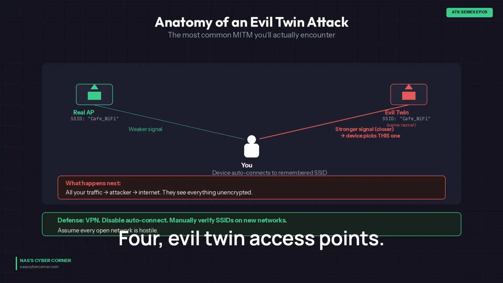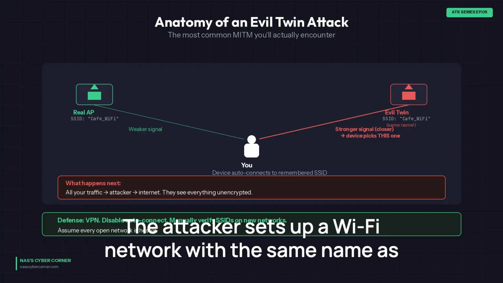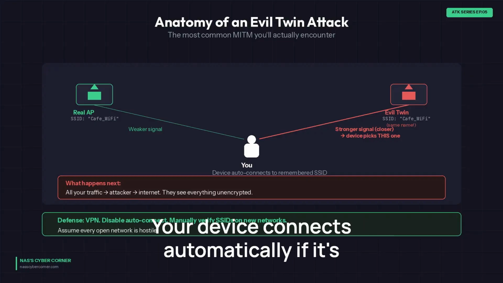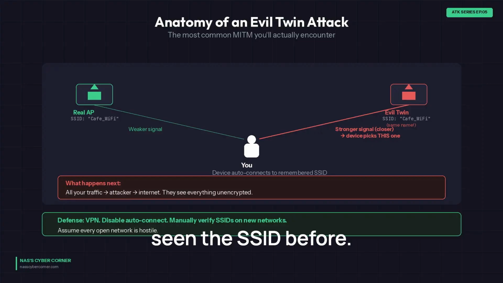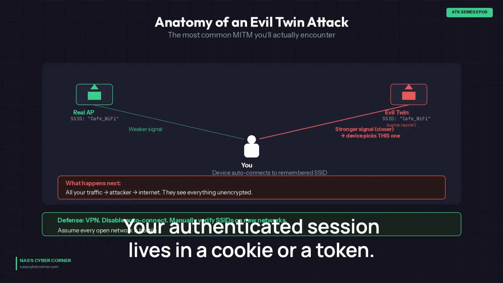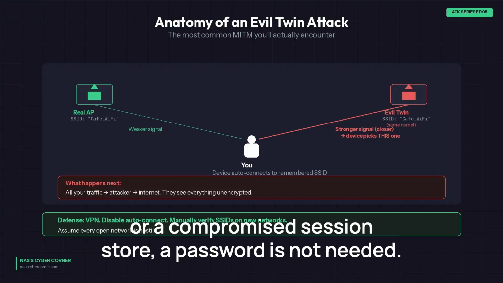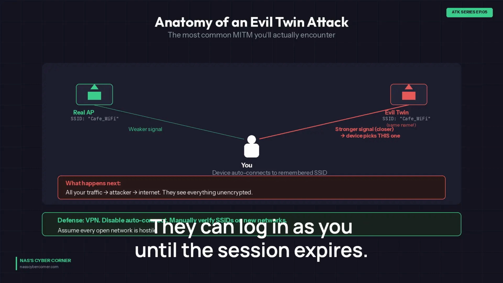4. Evil twin access points. The attacker sets up a Wi-Fi network with the same name as the legitimate one. Coffee shop guest, airport Wi-Fi, hotel free. Your device connects automatically if it's seen the SSID before. 5. Session hijacking. Your authenticated session lives in a cookie or a token. If an attacker steals that token through network sniffing, malware, or a compromised session store, a password is not needed. They can log in as you until the session expires.